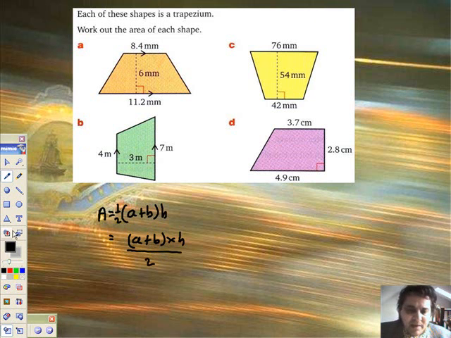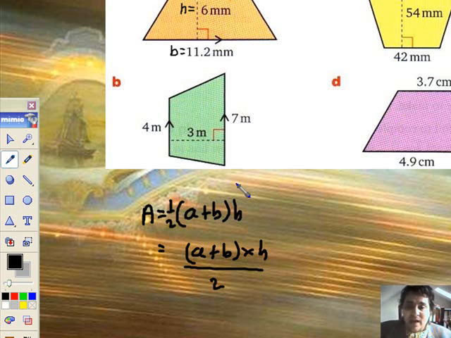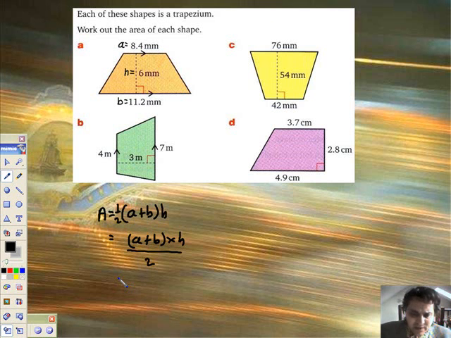So what's the A bit? I'll just shrink this down a little bit. The A is the top bit or the bottom bit, and the B is the bottom bit or the top bit. So you know, either of these two, they're going to be added, so it makes no difference which you call A and which you call B. But importantly, the height H is definitely the vertical height and not any other slanty height that may be thrown at you.